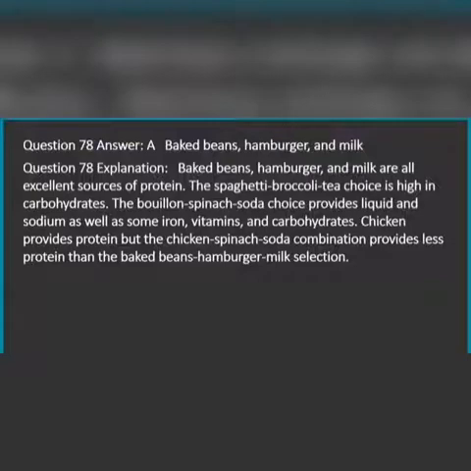Question 78 Explanation: Baked beans, hamburger, and milk are all excellent sources of protein. The spaghetti, broccoli, tea choice is high in carbohydrates. The bouillon, spinach, soda choice provides liquid and sodium as well as some iron, vitamins, and carbohydrates. Chicken provides protein, but the chicken, spinach, soda combination provides less protein than the baked beans, hamburger, milk selection.